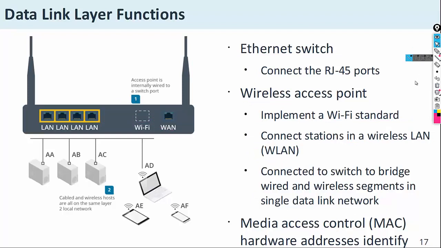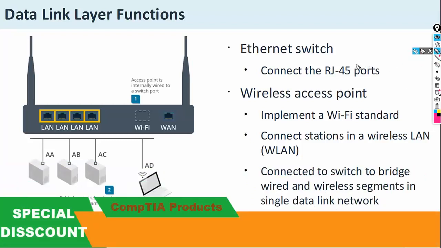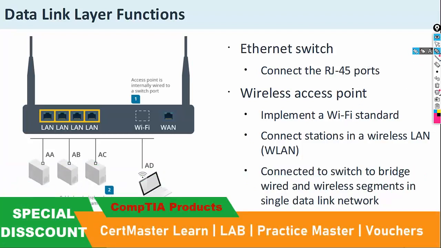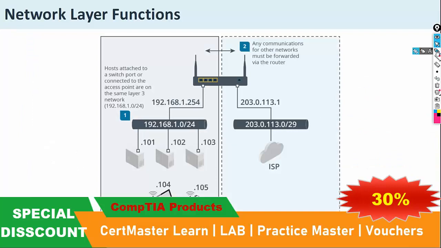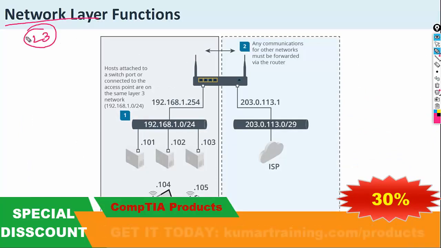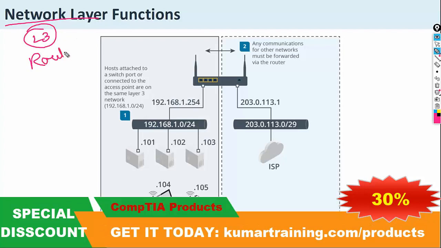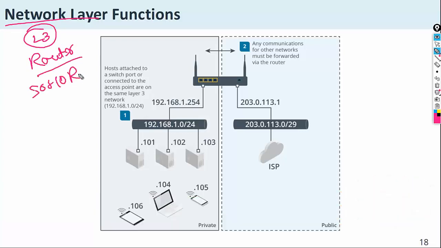The same thing happens over the data link layer. This is the functionality, because data is traveling in the form of frames, and frames are identified with the help of the MAC address. The other functionality is the network layer functionality, or layer 3. This works as a router, because its name is a SOHO router, so the SOHO router also works as a router.